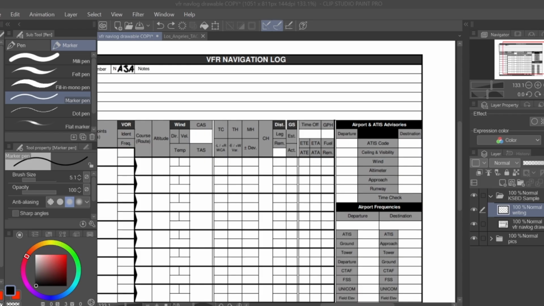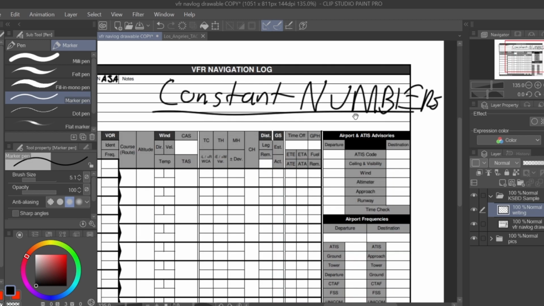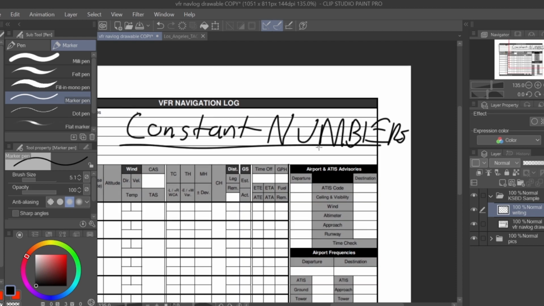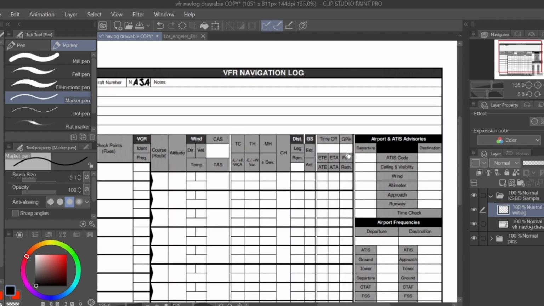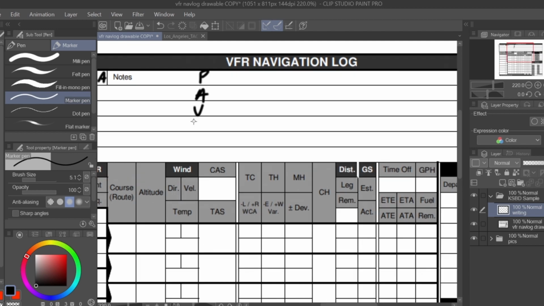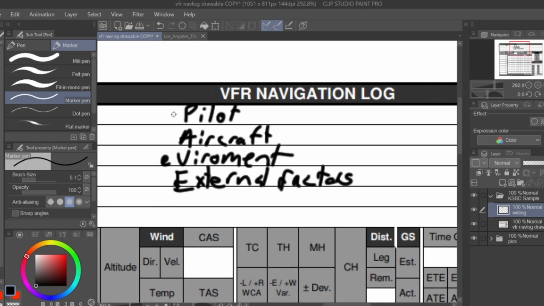The first step I found in dealing with this hoo-ha: find all the constant numbers, right? I'm going to write that down. If you know constant numbers, you don't have to mess with them every time you fill out a flight log. And I plug in my constant numbers by actually using the familiar method of PAVE, right? I want to find the pilot constants, the aircraft constants, the environment constants, and any external constants.